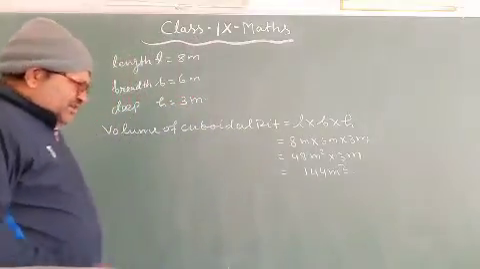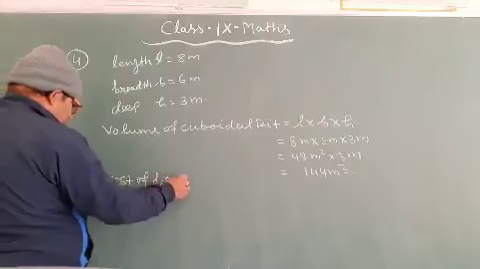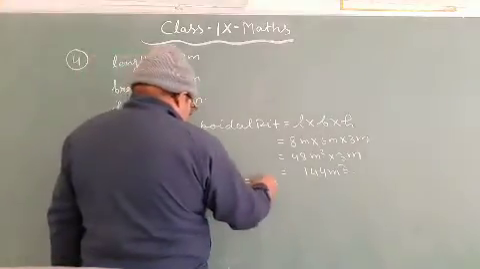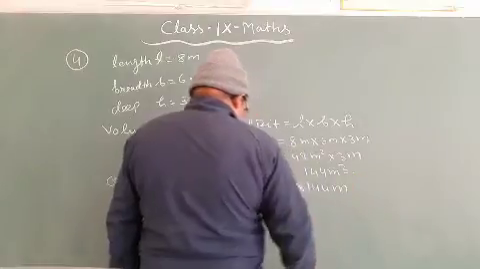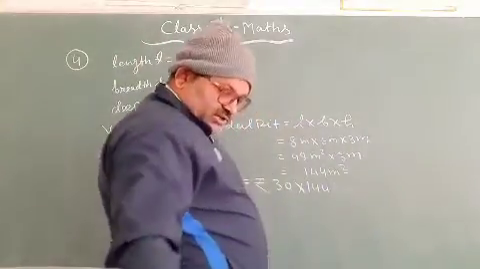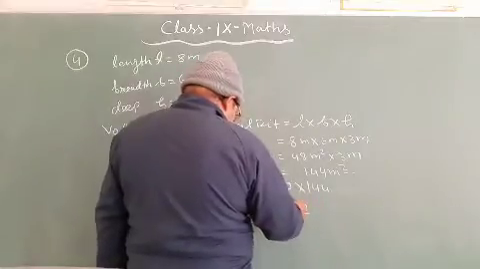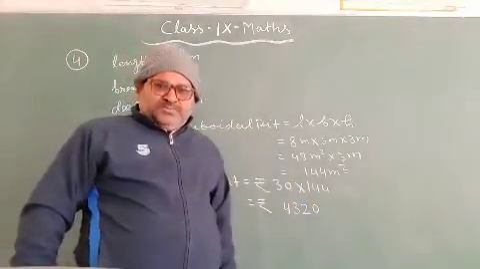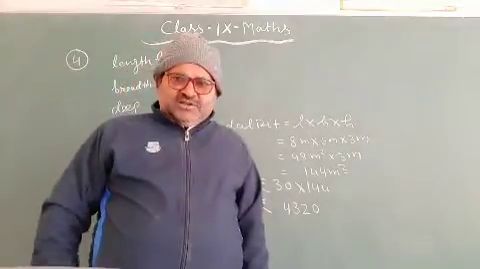So the cost of digging a pit equal to rupees 30 into 144 meter cube, that is just equal to rupees 4,320. 4,320 rupees is the cost of digging a cuboidal pit.